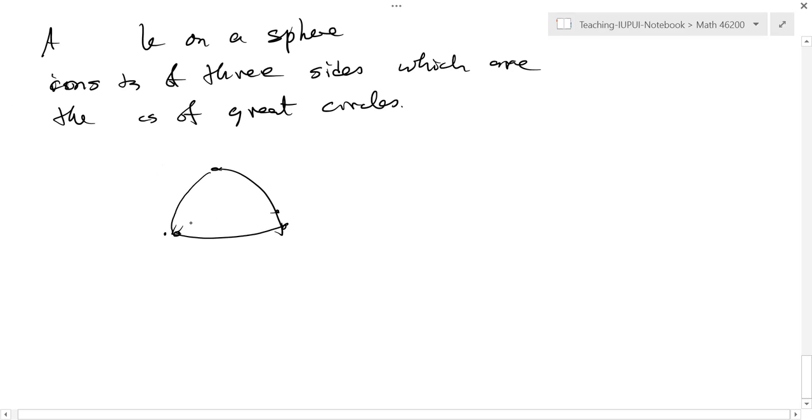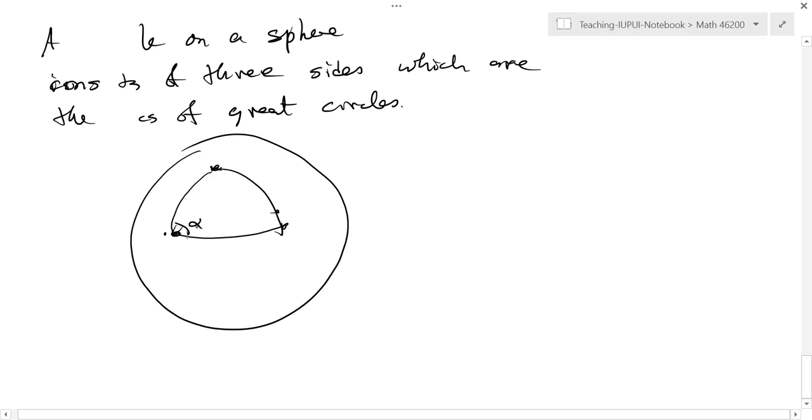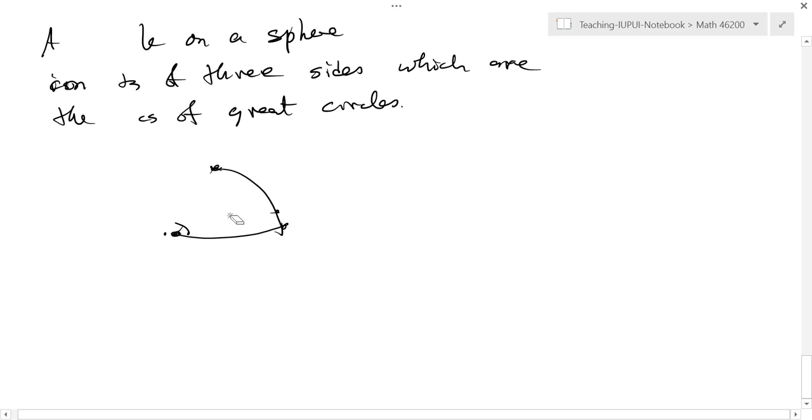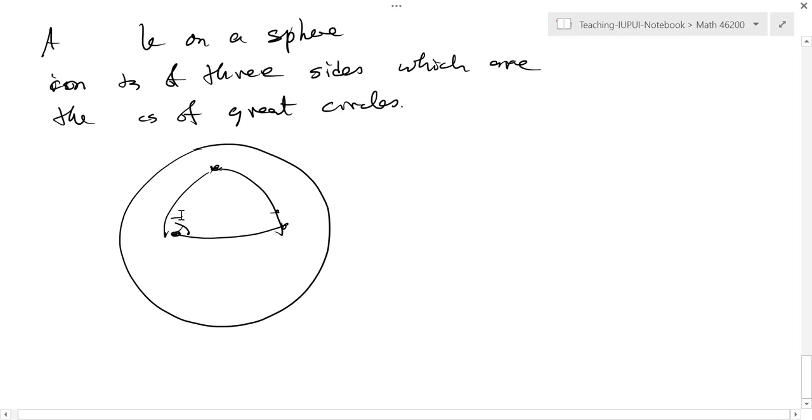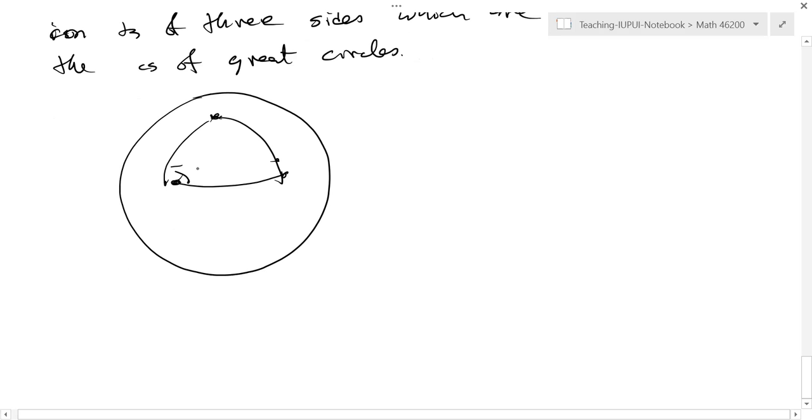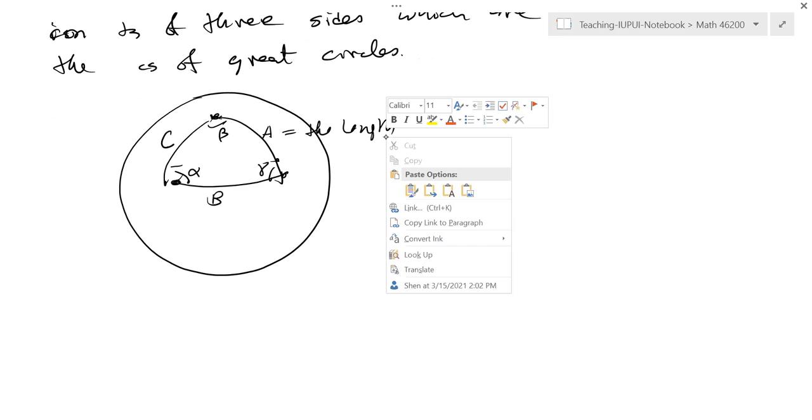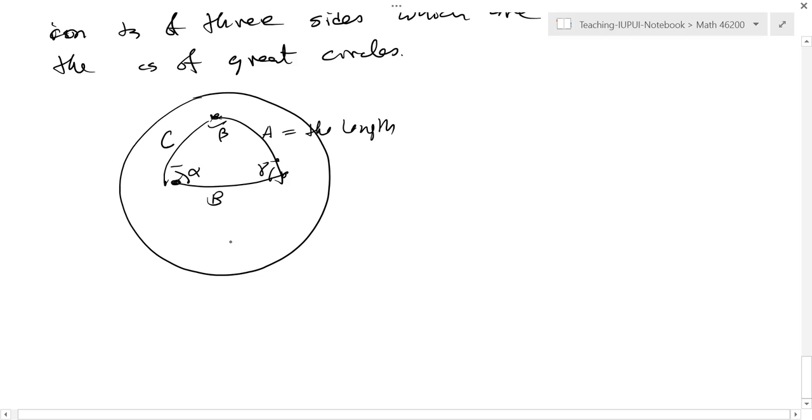Now you have this alpha angle, and then you have a. We want to study the relationship between this side A, this side B, the corresponding angle beta, and this is gamma, and this is side C. A is the arc length, B is also the arc length. We want to find the relationship among the capital A, B, C and alpha, beta, gamma. So there is some relationship.